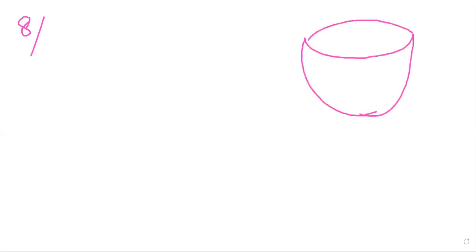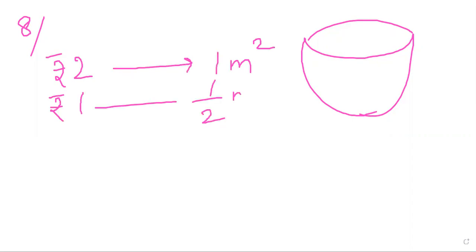dome in the form of a hemisphere. From inside it was whitewashed. The cost of whitewashing is given as rupees 452.56. If the cost of whitewashing is 2 per square meter, one square meter costs rupees 2, so from here we can make an equation. Rupees 2 is the cost of 1 square meter, so rupees 1 will be the cost of 1/2 square meter.